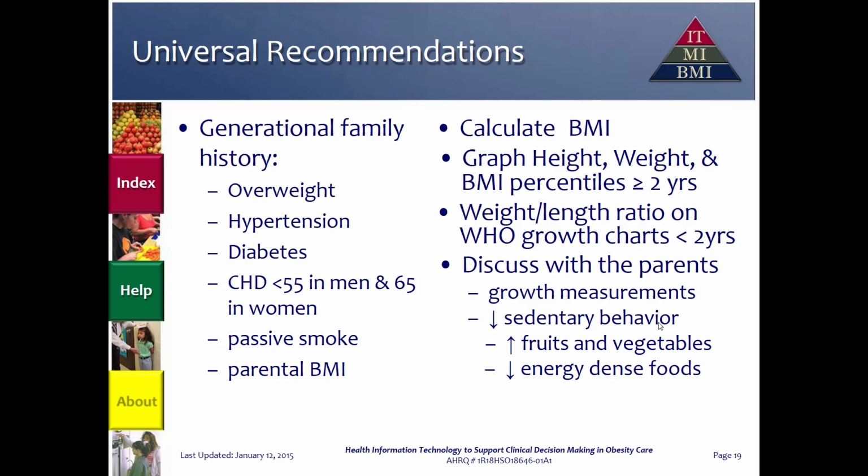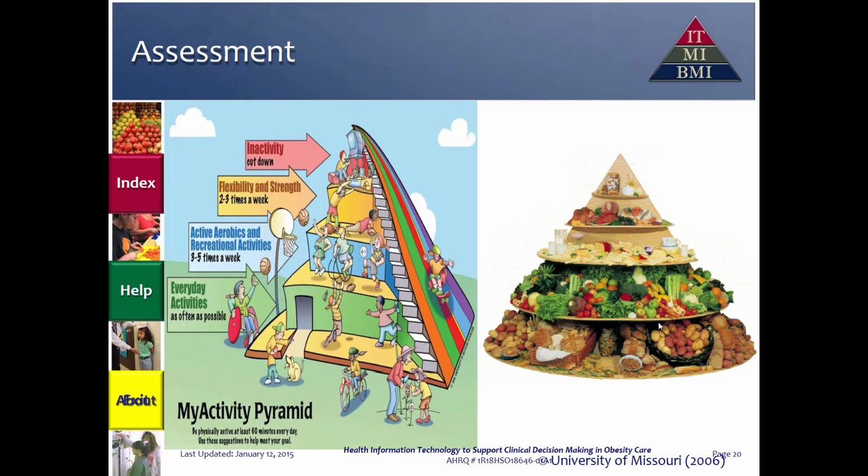So the clinicians are charged with calculating the BMI, graphing the height and weight and BMI percentiles for all kids age 2 and older, a weight for length ratio on the World Health Organization growth charts for kids under the age of 2, and counseling or discussing with the parents the growth measures, the sedentary behavior, and the eating behaviors. The assessment needs to include activity as well as inactivity and diet.